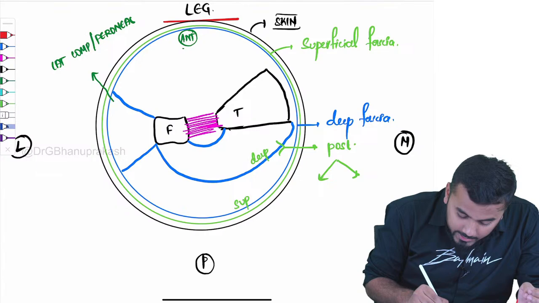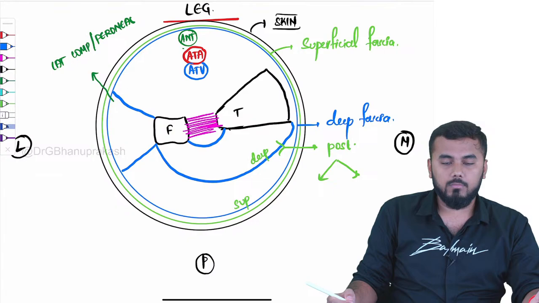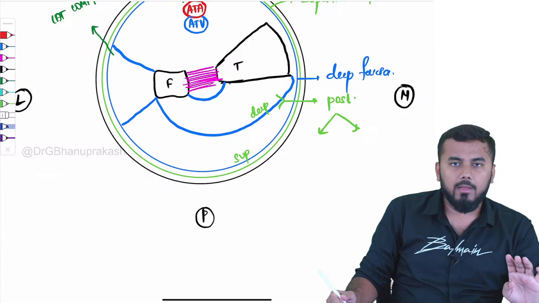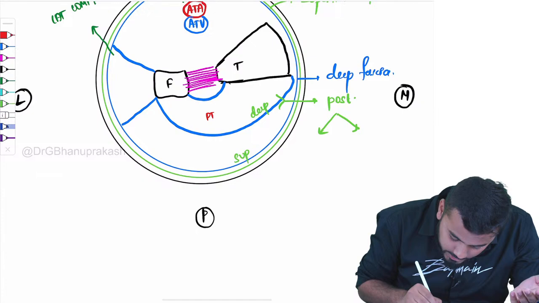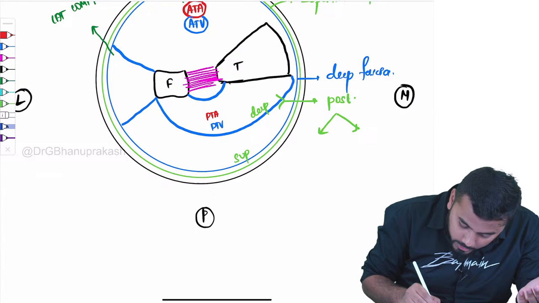So, here I have anterior tibial artery. Wherever I have anterior tibial artery, there I will have anterior tibial vein. Same scenario. Behind the tibia bone, I will have posterior tibial artery, posterior tibial vein, right? In a minute, you will know how important this picture is. Posterior tibial artery and posterior tibial vein.